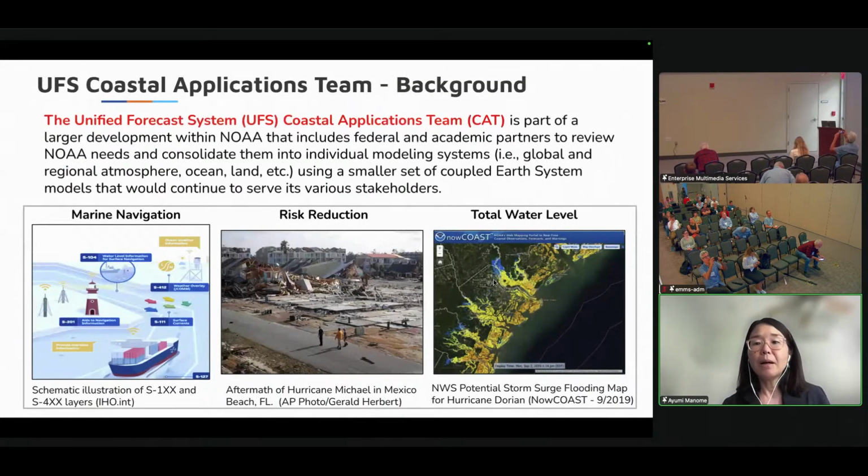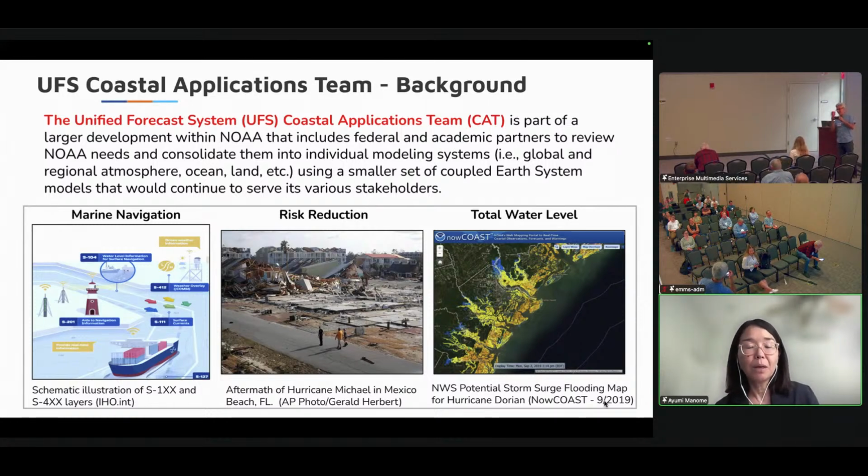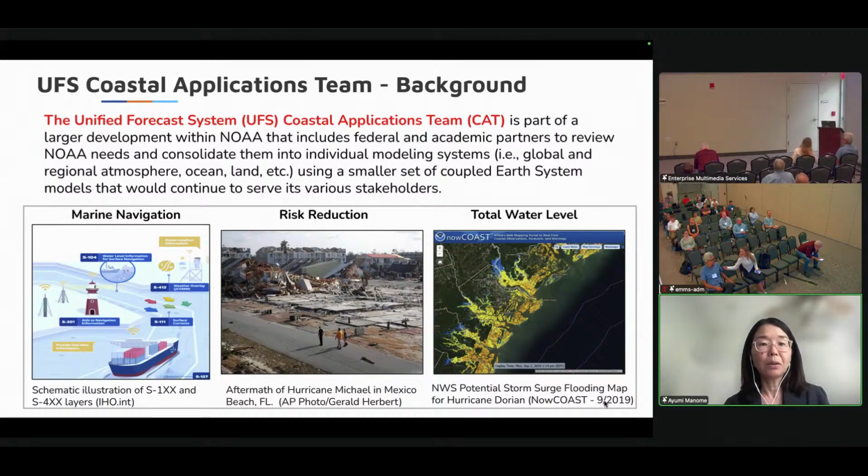Background. UFS-CAT is part of a larger development within NOAA that includes federal and academic partners to review NOAA needs and consolidate them into individual modeling systems, using a smaller set of coupled Earth system models that would continue to serve its various stakeholders. There are 3 sub-applications: marine navigation, risk reduction, and total water level.